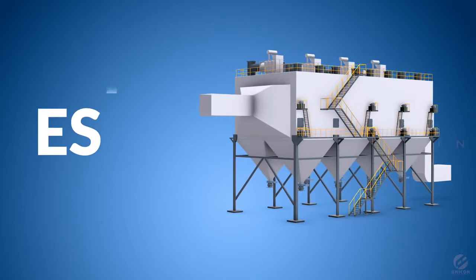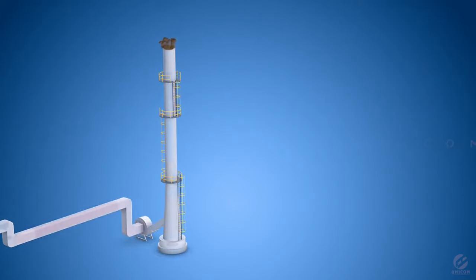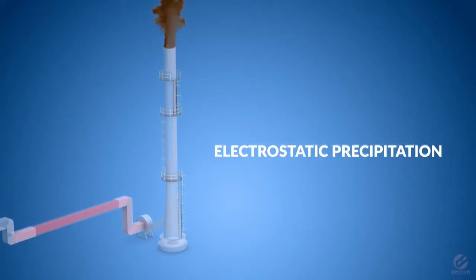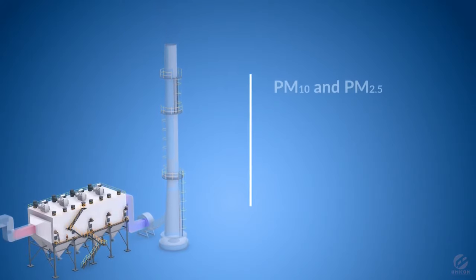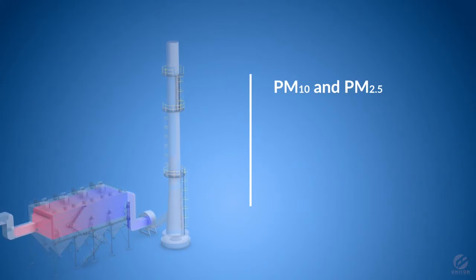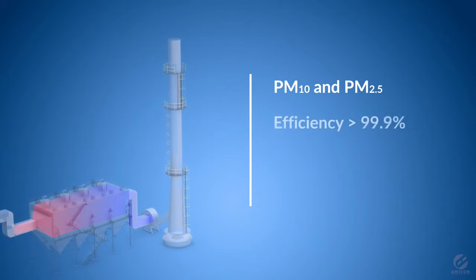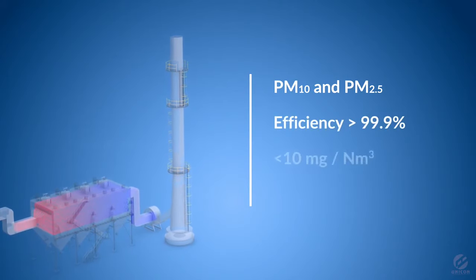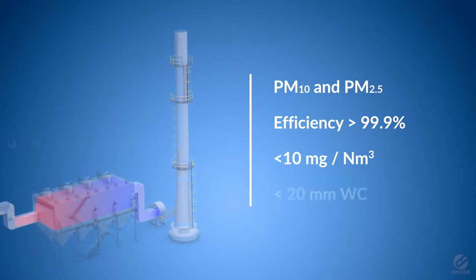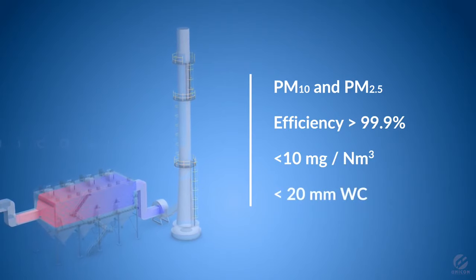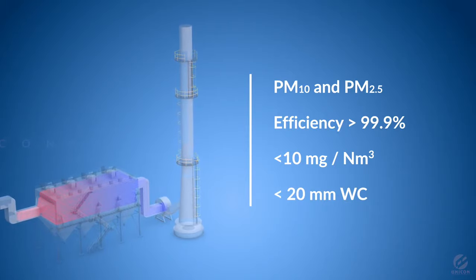ESP, electrostatic precipitator, is a very advanced air pollution equipment that works on the principle of electrostatic precipitation. It can capture even the finest of dusts. It has a very high efficiency, and it can achieve emission levels of less than 10 mg per Nm³. It has a very low pressure drop of less than 20 mm water column.